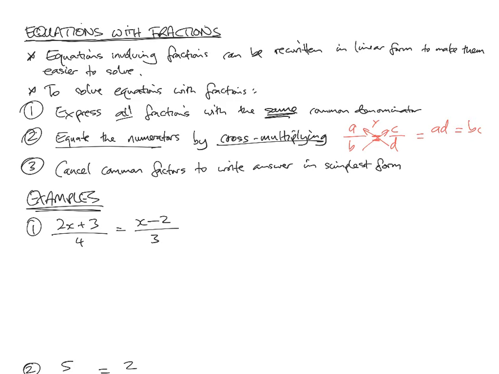And then you can do your remaining steps to find the solution. That's what cross multiplication is. The denominator times by the numerator of the one side, and the denominator times by the numerator of the other side. And last step is cancel any common factors to write the answer in the simplest form.